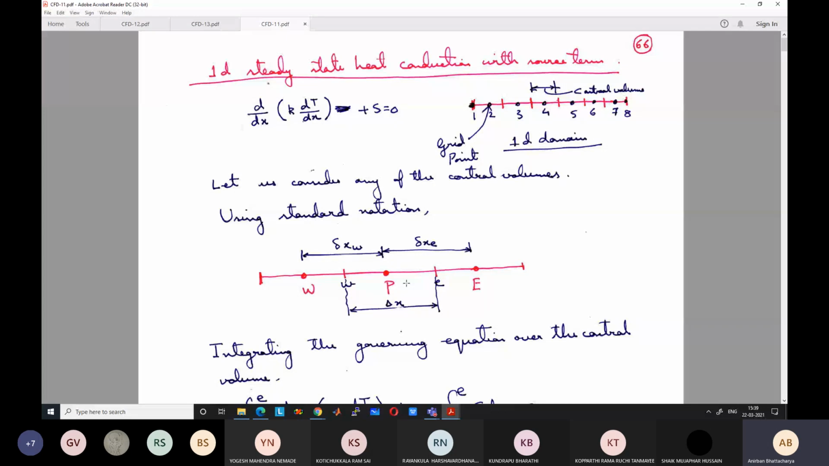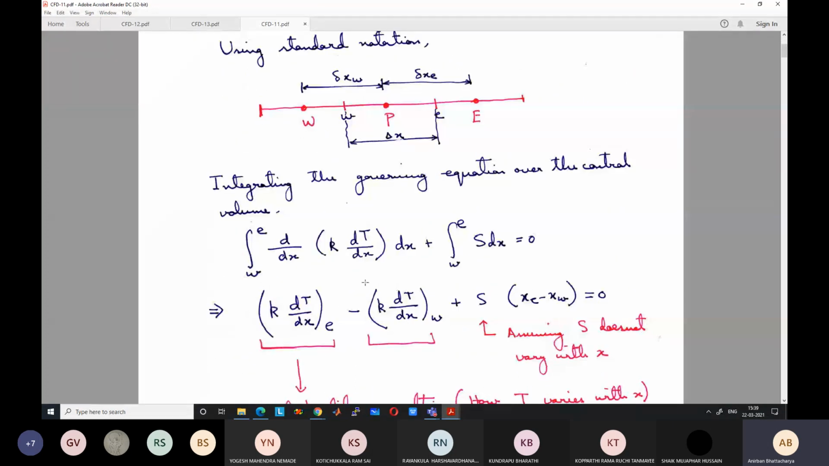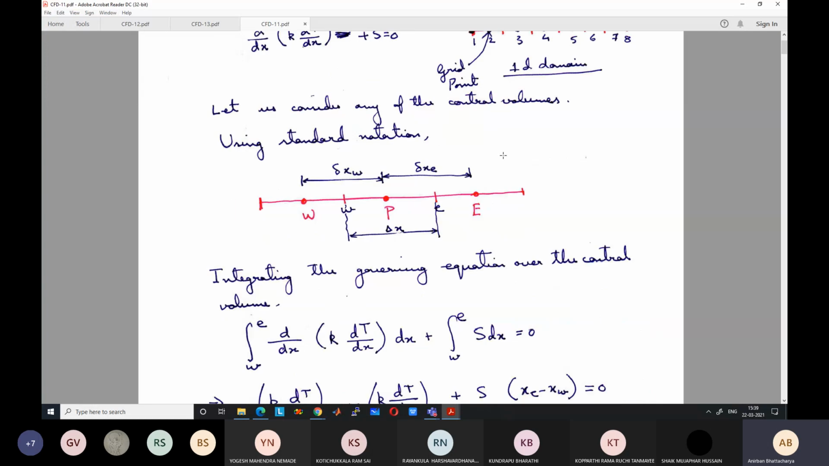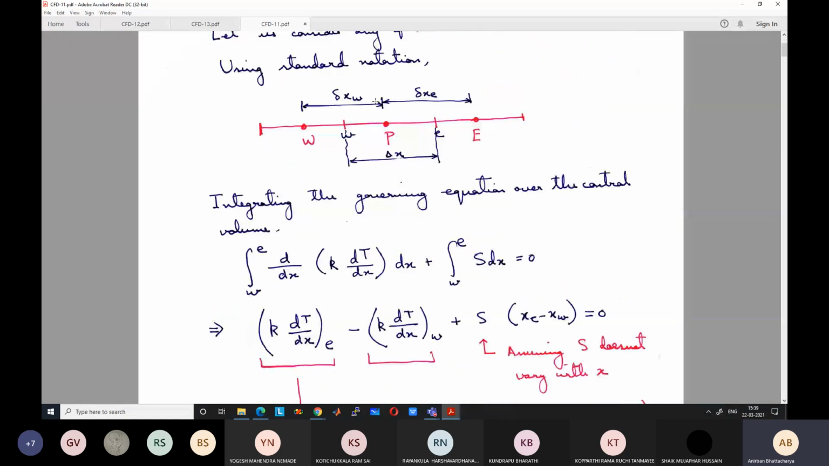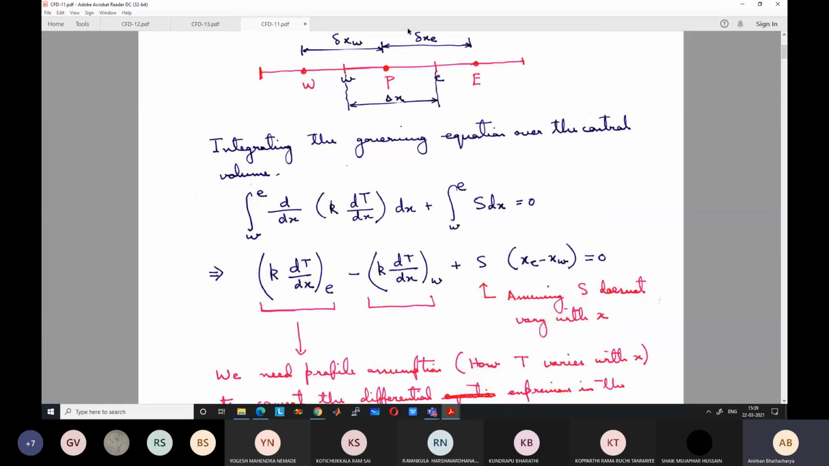So then what did we do? If you remember, we had integrated this governing equation over the control volume P, which goes from W to E. We integrated d/dx of k dT/dx dx from W to E, and the source term also from W to E, S dx. This gave us the equation: k dT/dx at the east interface minus k dT/dx at the west interface, plus, if it is a constant source term, S times (xe minus xw), which is equal to delta x.